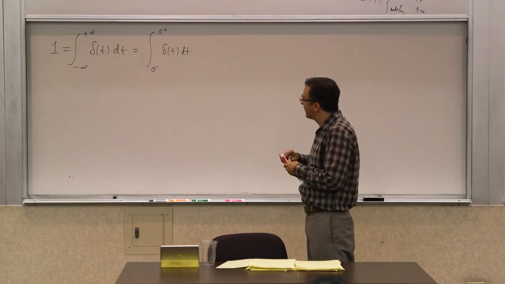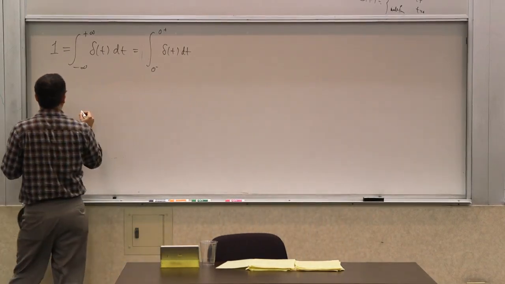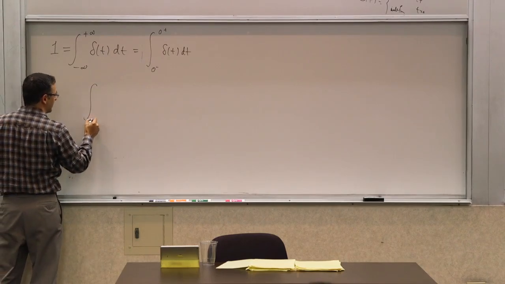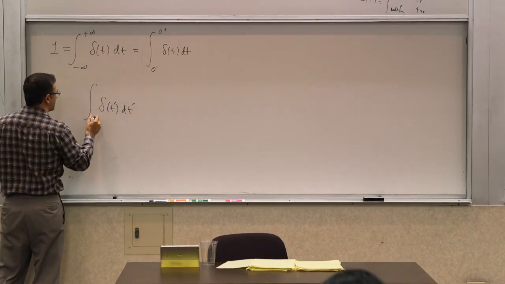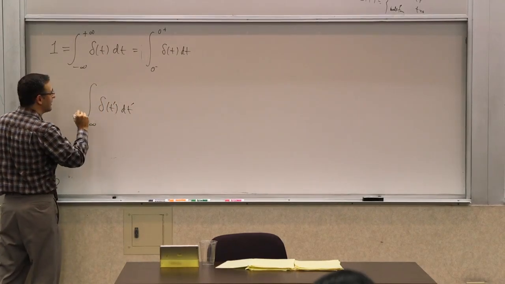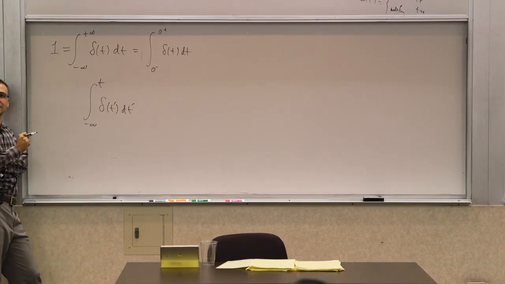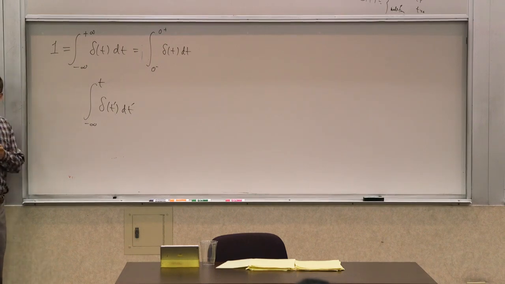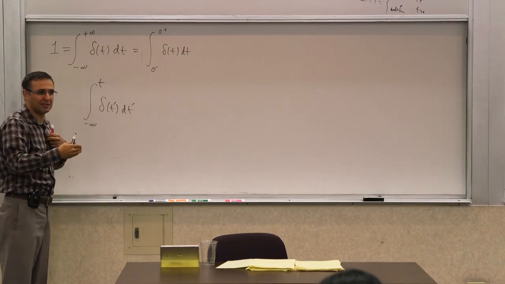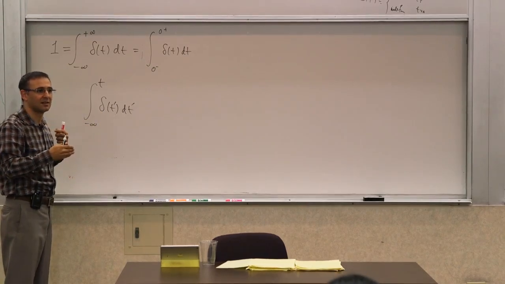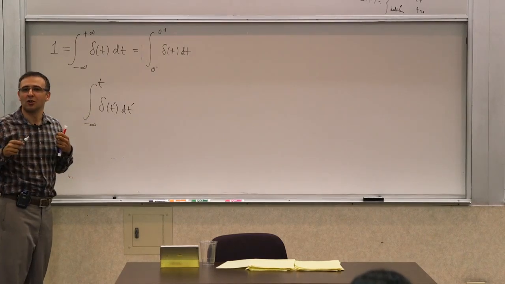Now, let me ask you this question. What is the integral of delta of t from negative infinity to t? Think about it. If I start from negative infinity and start integrating, let's say I'm at negative infinity plus some value. What is this? Yes, unit step function. Yes, you get a unit step function, exactly. Do you want to say the same thing? Yeah, okay. So, unit step function, but why?